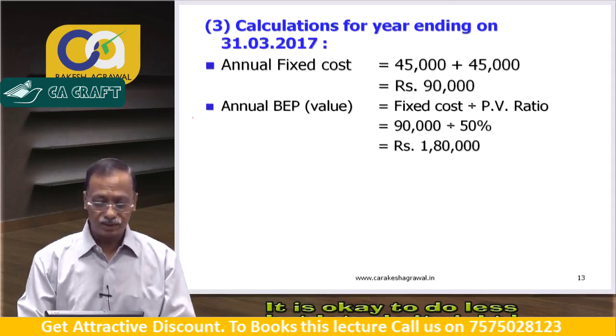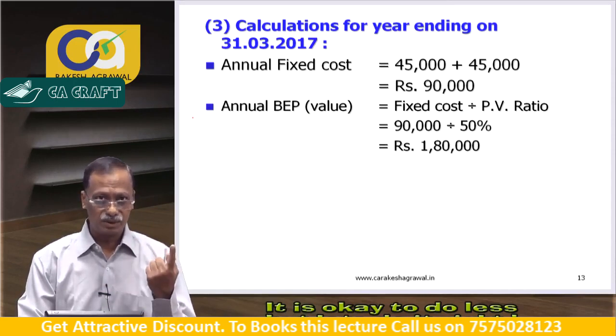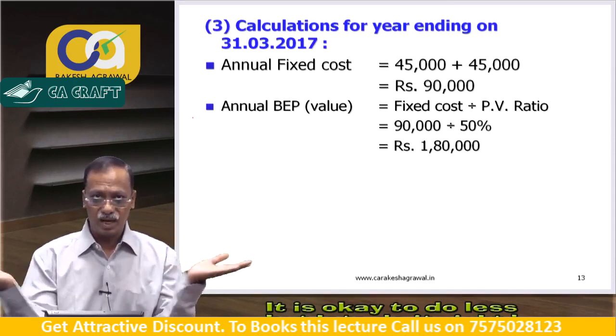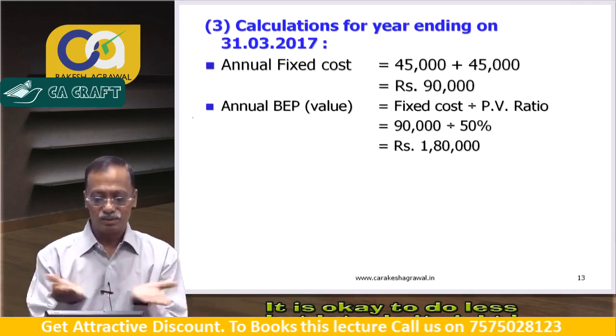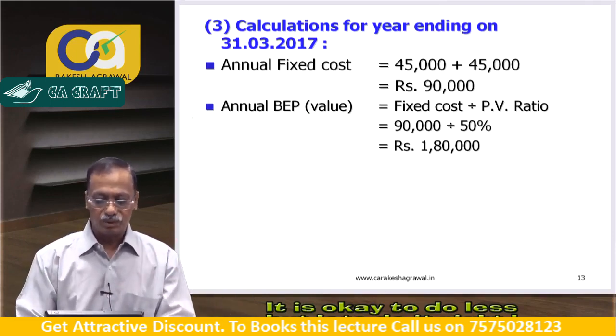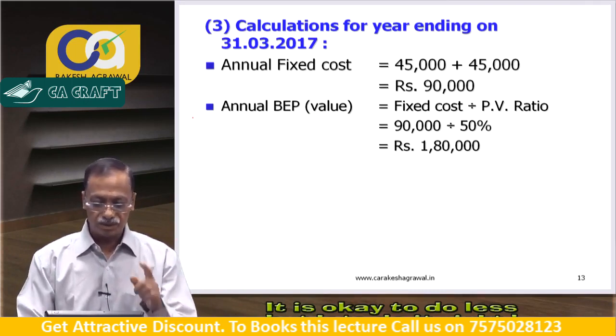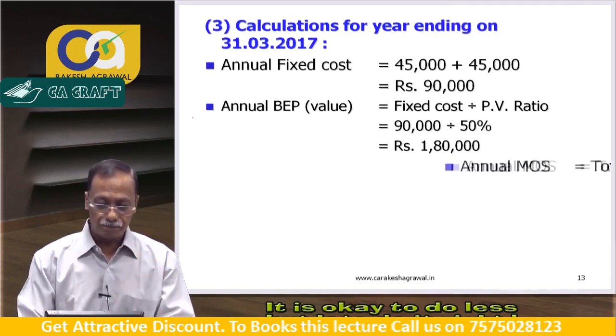Is rupees 1,80,000. And if you are not comfortable with this, then calculate BEP for first half, calculate BEP for second half, add the 2 BEPs. So naturally it will be total of the 2, right? Now we'll get margin of safety for the year.